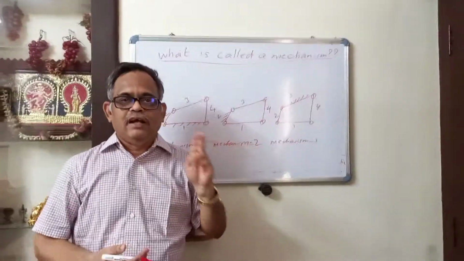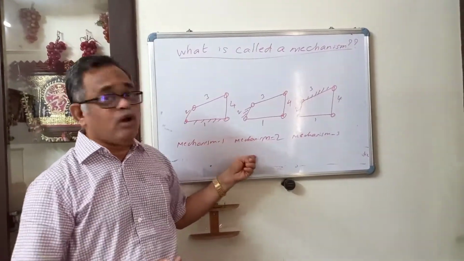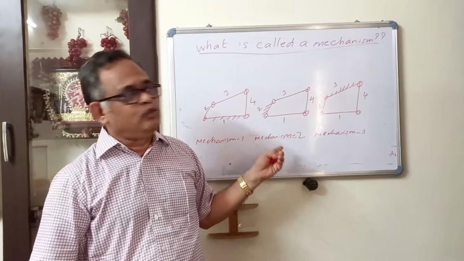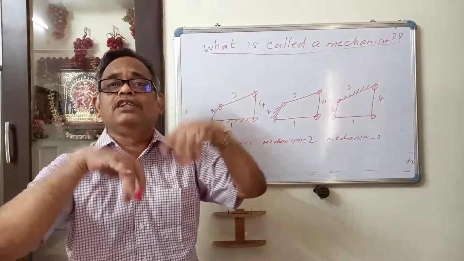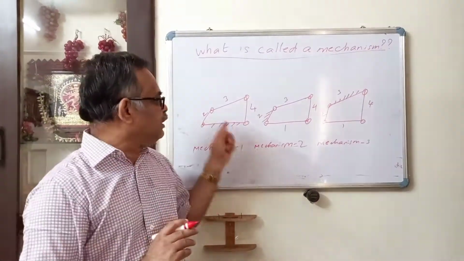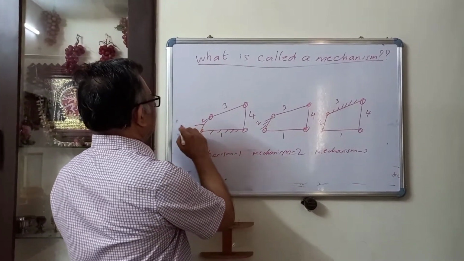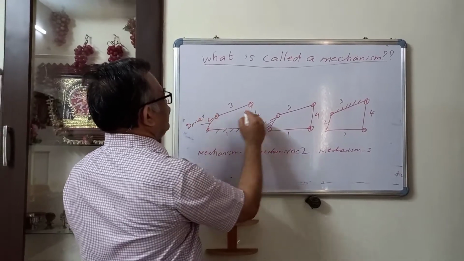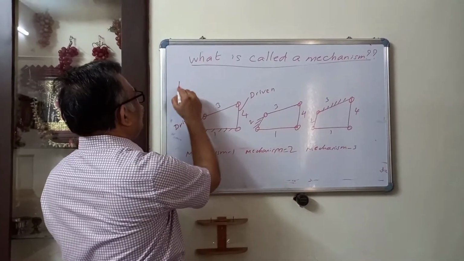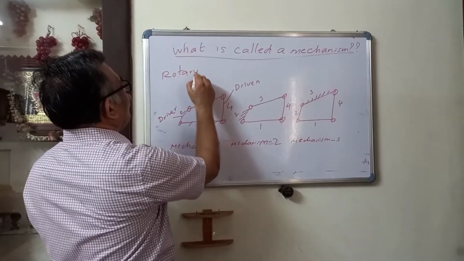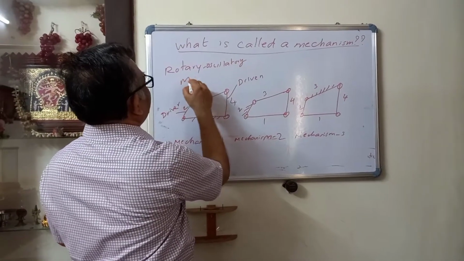So in a kinematic chain, if 4 links are there, then 4 different mechanisms are possible, and for that 4 different inversions are possible. For this particular mechanism, let us assume this is the driver. Then this will be the driven. What is this mechanism called? Rotary oscillatory mechanism.